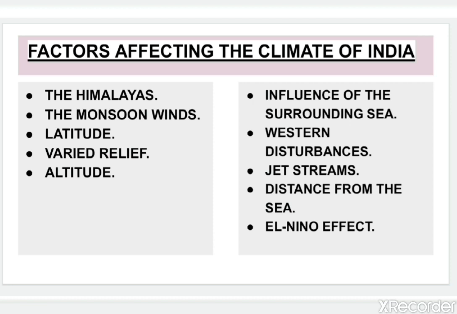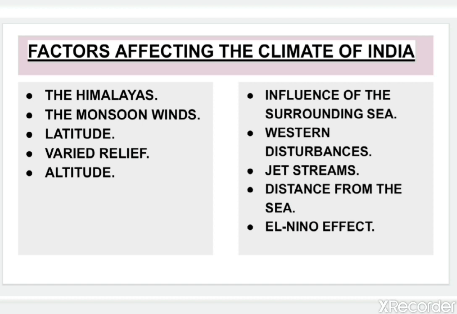Now next is the distance from the sea. We know the areas located far away from the sea experience extreme climate or continental climate, where the range of temperature is extremely high. That means the difference between the maximum temperature and the minimum temperature is high. Whereas places located near the ocean experience temperate climate, equable climate or maritime climate. That means the temperature is neither too hot nor too cold. For example, places like Mumbai and Chennai, whereas places like Delhi and Kanpur, which are located far away from the sea, experience continental climate.